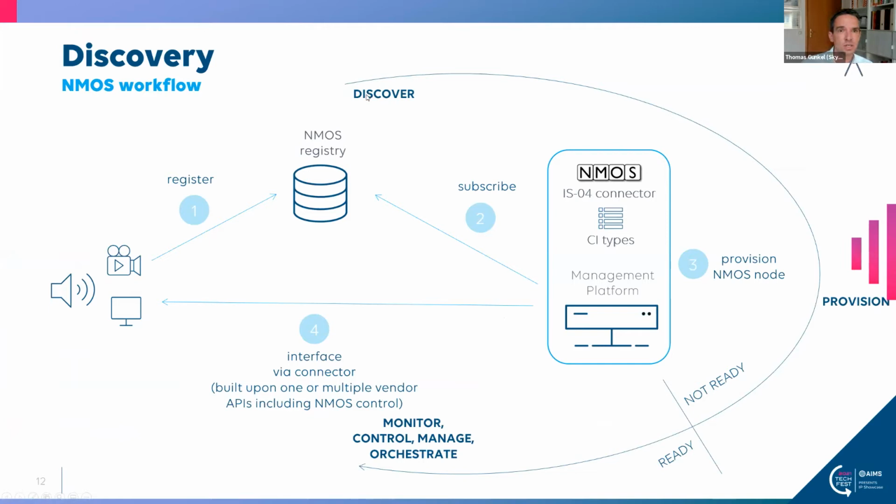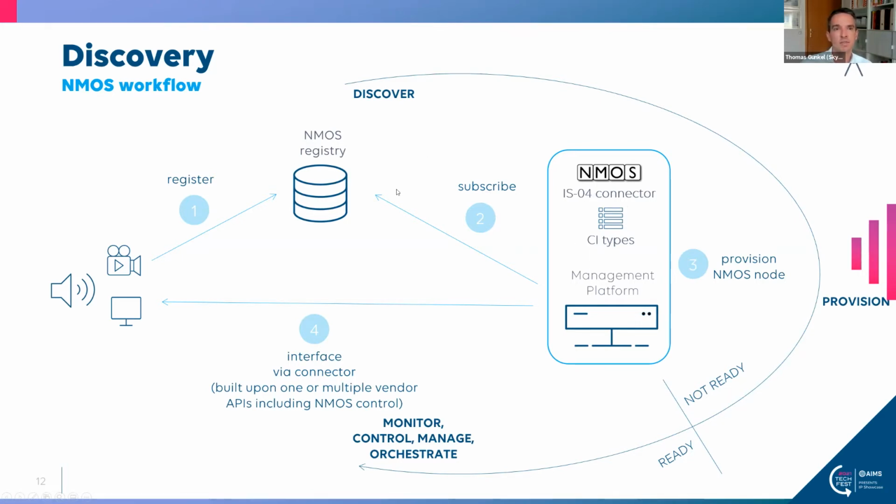Let's have a look into equipment that talks NMOS, IS-04. New equipment you connect to the network registers itself to the NMOS registry. Then your management platform, instead of scanning the network, simply subscribes to the NMOS registry and gets notified. In our case, we do this again via a connector, an IS-04 connector, as we say, that implements that NMOS query API. And then we can do the same thing again.